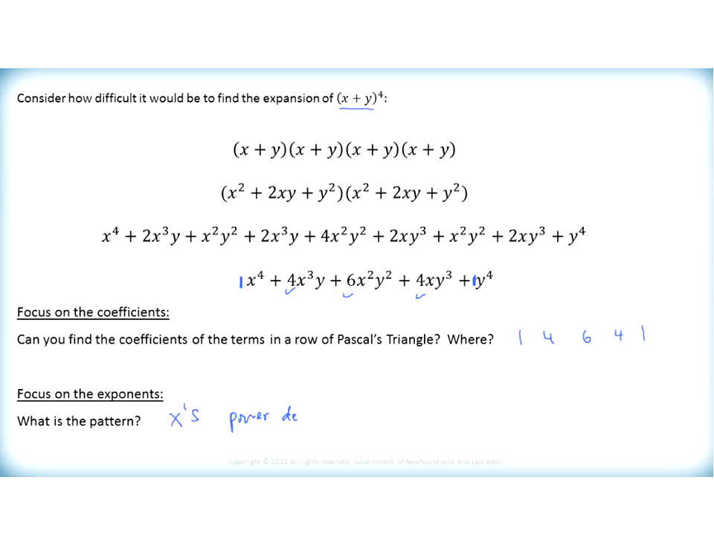Decrease by 1, starting with 4. And the y's, the powers actually increase by 1, starting with 0. That's the pattern that exists there. X to the power 4, 3, 2, 1, 0. Y to the power 0, 1, 2, 3, 4. And notice again that the coefficients are indeed the numbers in Pascal's triangle. So that's pretty interesting, I think.